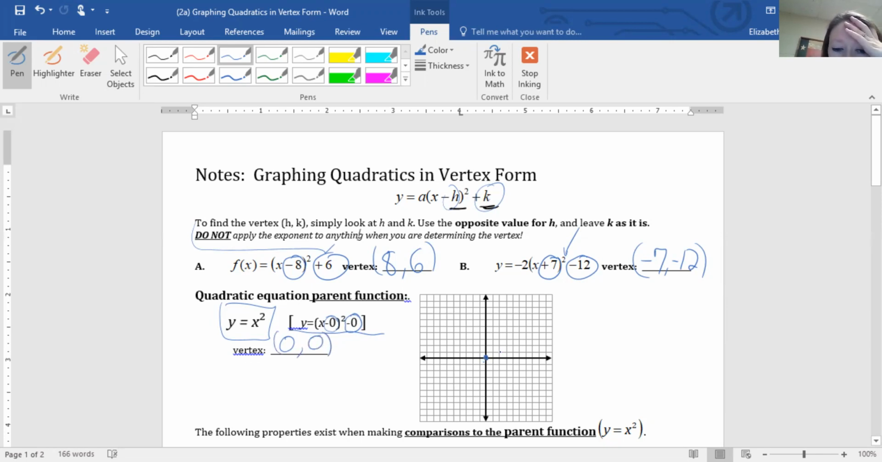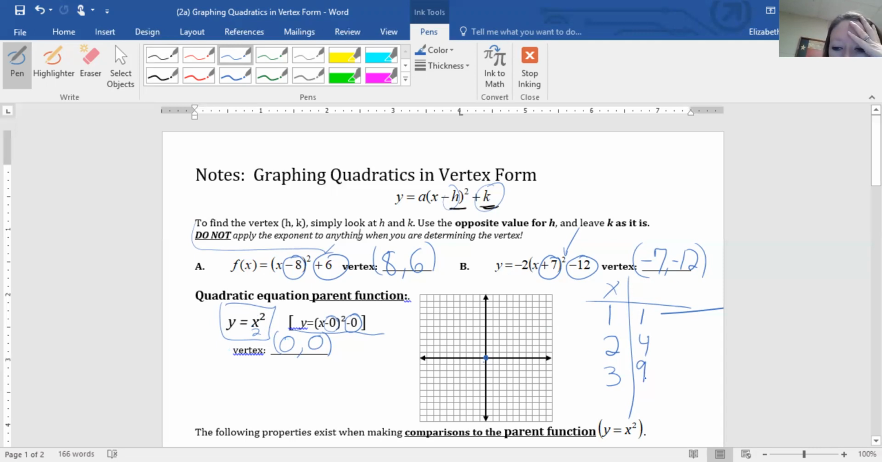All right, now we need points, and the easiest way to do this is to actually evaluate. So we're going to plug in. Remember we did an x-y table last time? So we're just going to do 1, 2, 3. If I plug in 1 for x, 1 squared is 1. If I plug 2 in for x, 2 squared is 4. If I plug 3 in for x, then 3 squared is 9. All right, we get 1, 4, 9.